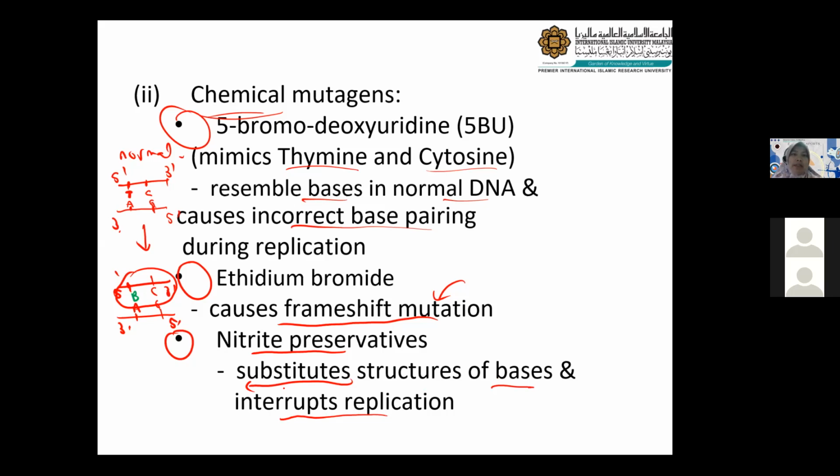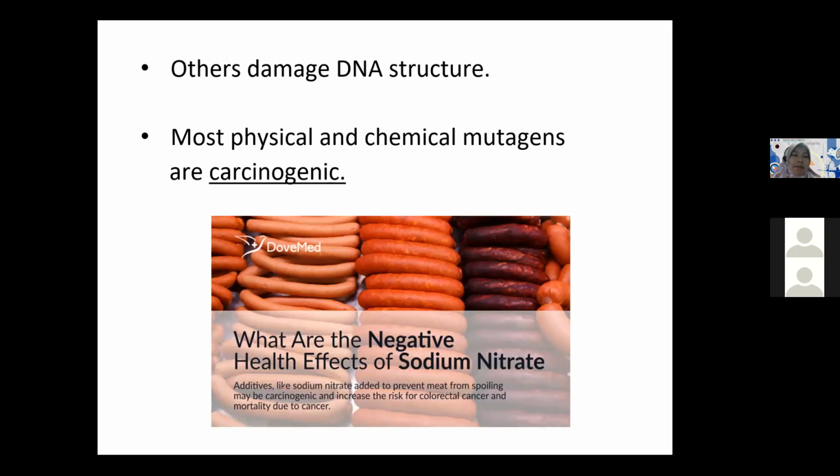Okay, nitrite preservative banyak ada dalam makanan. Alright, contohnya macam ni lah. Sodium nitrite. Ni. Right, so it is an additive lah. Additive that is added into meat to prevent the meat from spoiling easily. Okay, supaya daging tu cepat rosak, dia letakkan this preservative tu untuk mengelakkan daging rosak. So what happens is nitrite preservative is carcinogenic. Carcinogenic means okay, can cause cancer.